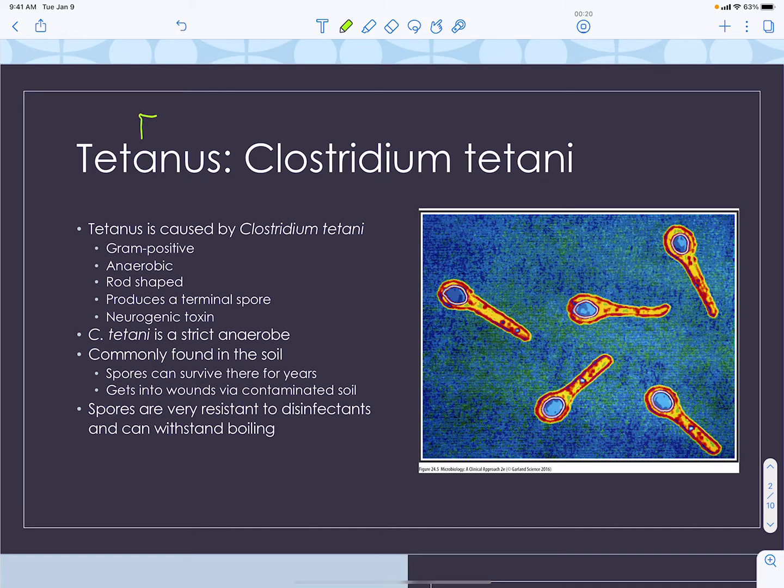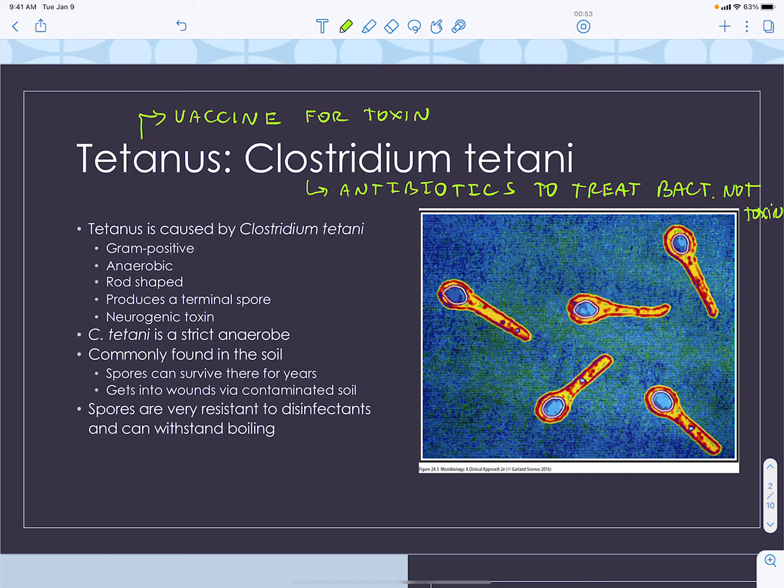There is a vaccine for the toxin, and this is a bacterium, so you can use antibiotics to treat. Now, the antibiotics are only going to treat the bacteria, not the toxin. So once the toxin is made, the antibiotics are usually not going to help with the disease symptoms.